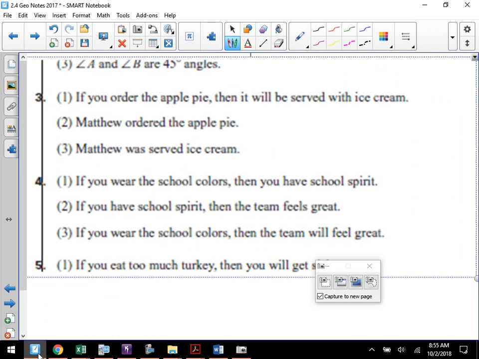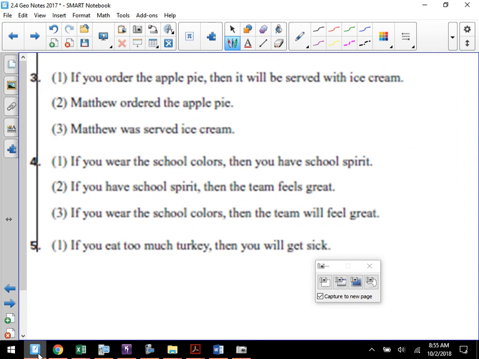Read again. If you order the apple pie, then it will be served with ice cream. Matthew ordered apple pie. Matthew was served ice cream. Detachment or syllogism? That's detachment again, isn't it? Yeah. Remember, if it's going to be syllogism, then the second statement would say if he was served ice cream, and so on.